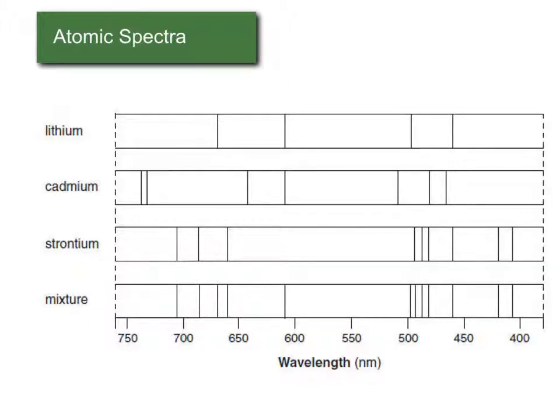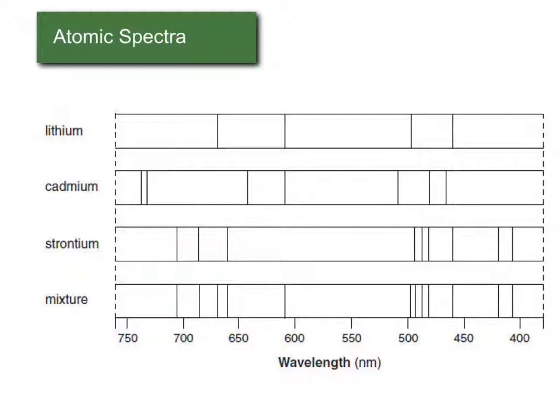We have lithium, cadmium, and strontium, and each of those has a very specific set of lines that you see when you hit those elements with photons of light. And if we were to mix some of these elements together, their emission spectrum would stay intact because it's very specific for that element. And so you can look at a spectrum of a mixture of elements and figure out which elements are present based on which lines are there.